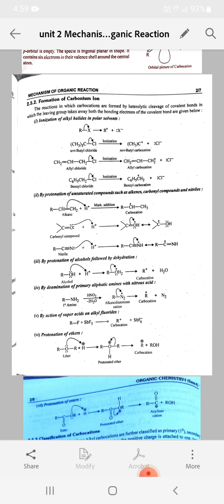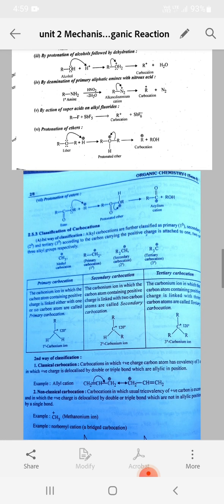Okay, classification of carbocations. First way of classification, the alkyl carbocations are further classified into primary, secondary and tertiary according to the carbon carrying the positive charge being attached to one, two or three alkyl groups respectively.